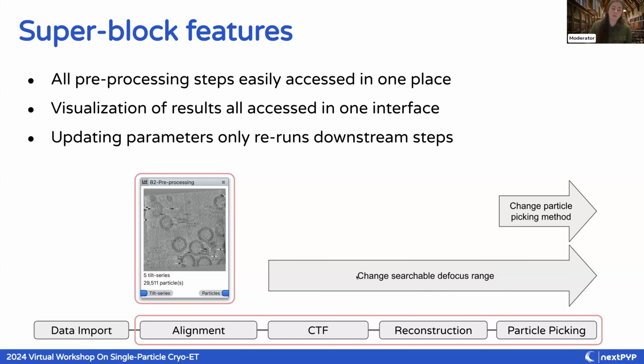Or say I'm happy with my reconstruction and I want to change my particle picking method, and I do that and then I run the block, it's only going to update the particle picking and it'll leave the prior steps alone. This is to help things run faster. You're not wasting time rerunning things you don't need to, but it can still keep it condensed in that super block format.